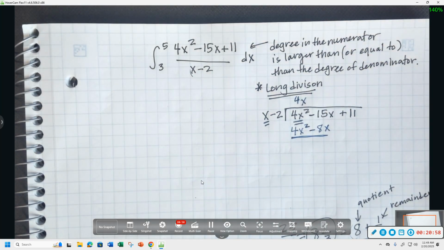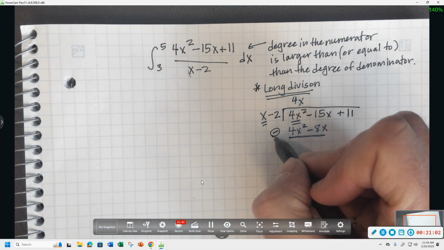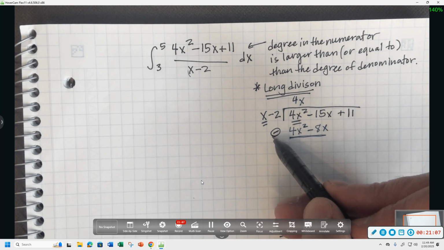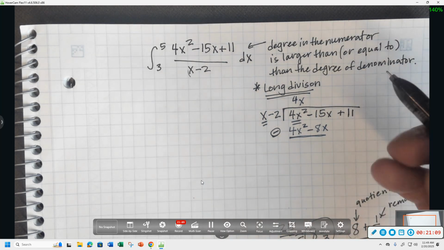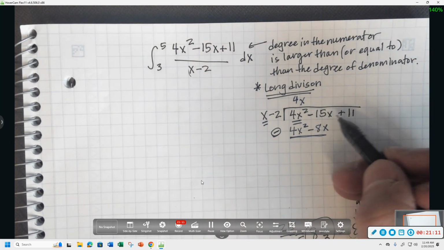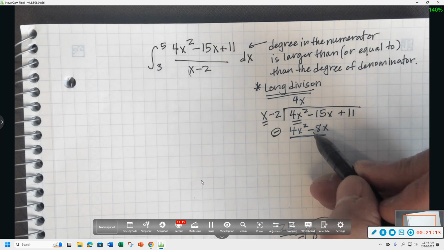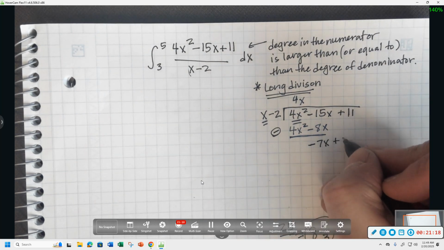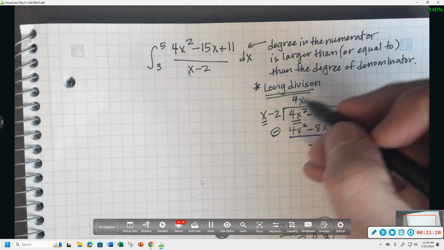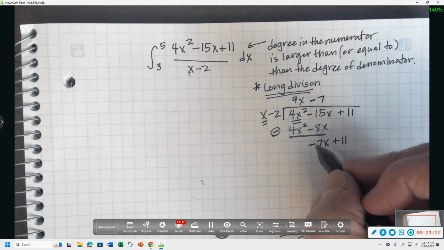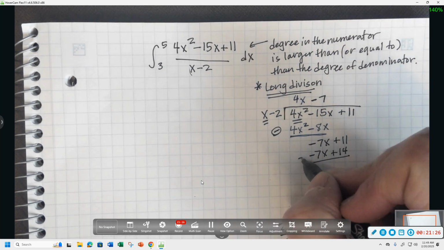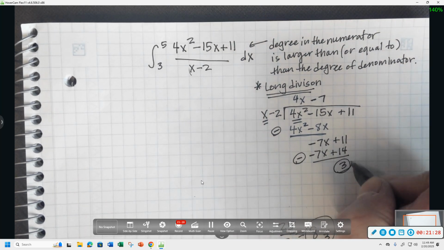What do I do next? Subtract. Yes, I subtract. I get paranoid about where I put my subtraction symbol. I put a little circle around it to remind myself that's what I'm doing. I got 0 here, negative 15 minus negative 8. I'm adding 8. I get negative 7x plus 11. Minus 7. Subtract again. I get 3.